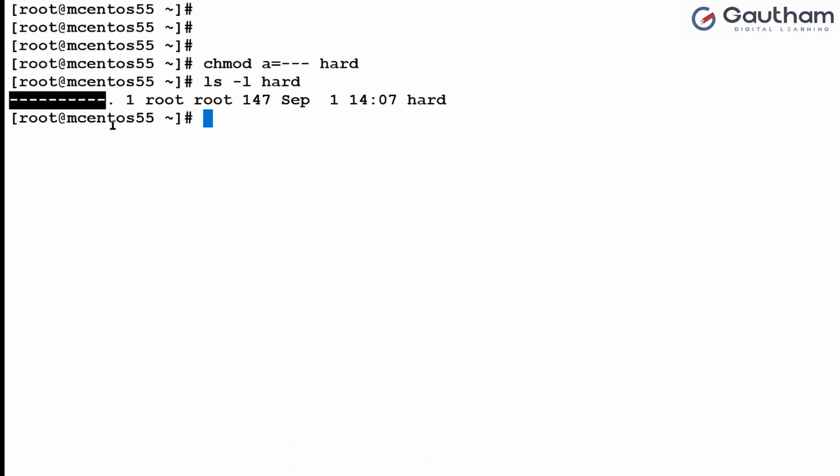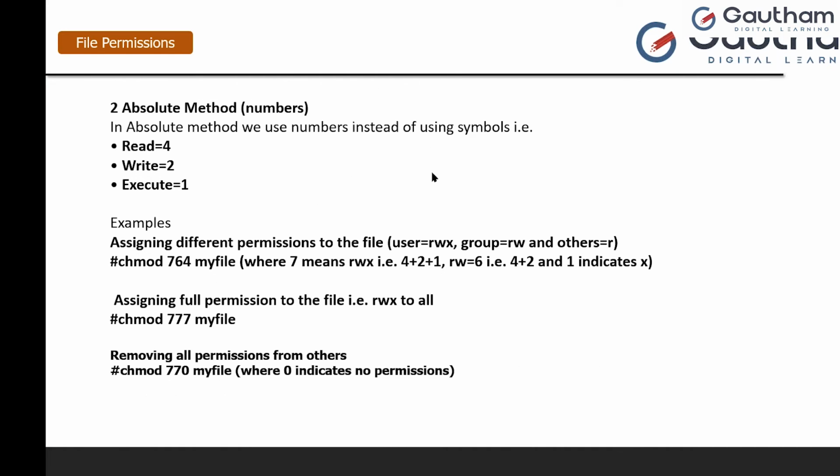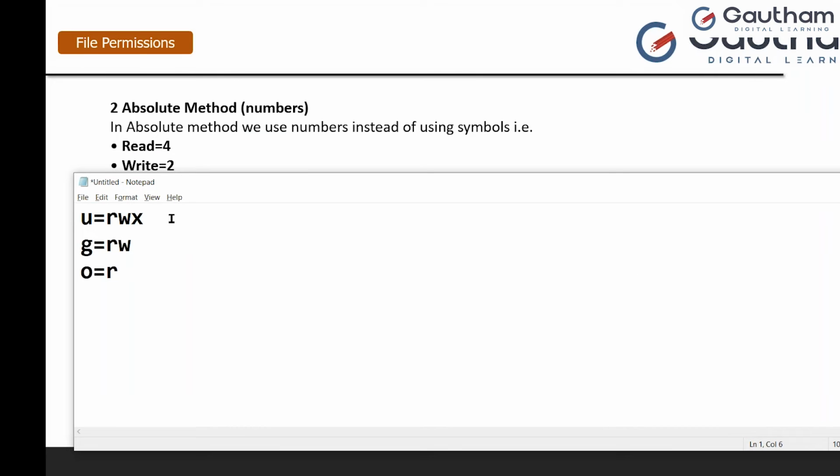UGO. Now there is a quick fire method that is called the numeric method. The numeric method, or absolute method, uses numbers. Read is represented by 4, write is represented by 2, and execute is represented by 1. So 4 for read, 2 for write, and 1 for execute. Suppose I wanted to give this permission. So how am I going to attach it? You need to put 4 for read, 2 for write, and 1 for execute.